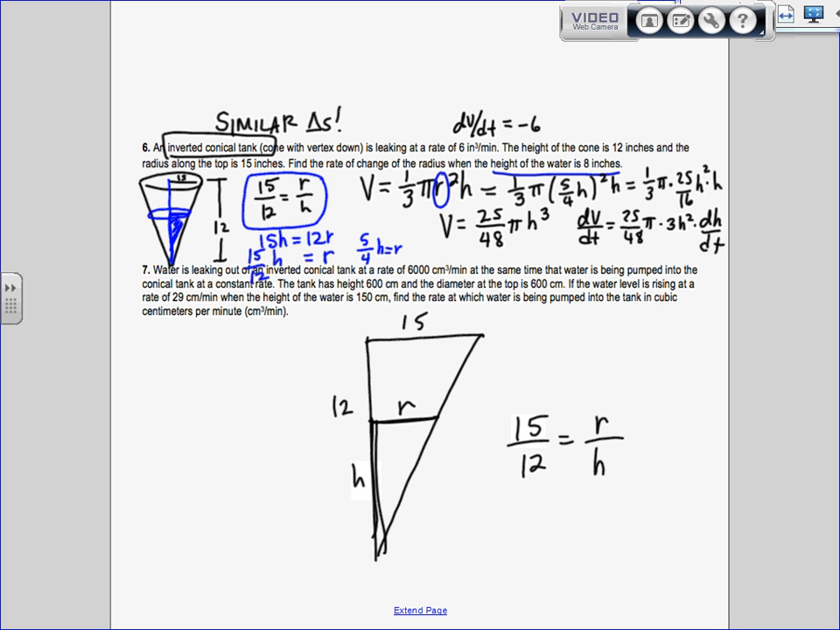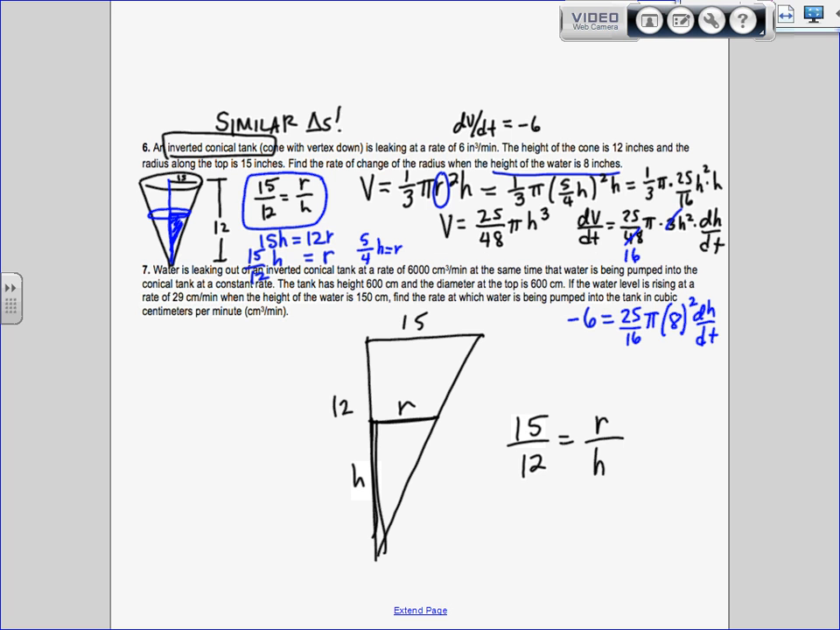Yep, so you can reduce out the 3 and the 48 and get 16 if you want. So 3 and 48 reduce out to give you 16. And now you're ready to plug in. So dV over dt is negative 6. You have 25 over 16 pi, because I canceled the 3 and the 48 and left 1 over 16. And then h, we're saying when the height is 8, so 8 squared, dh over dt.